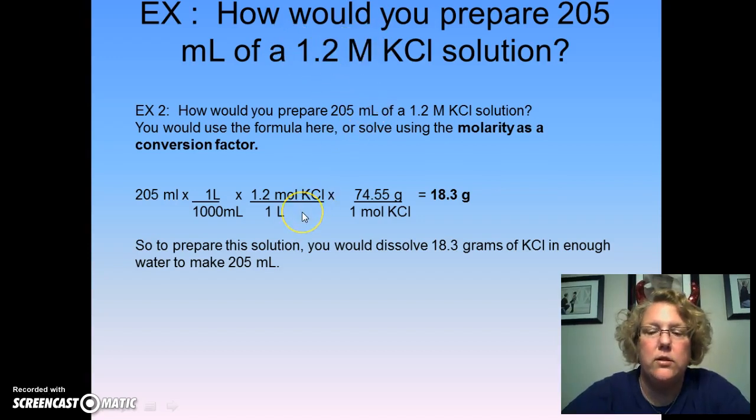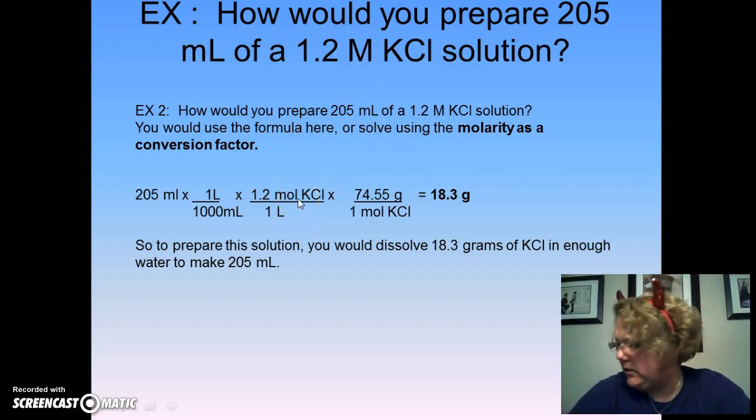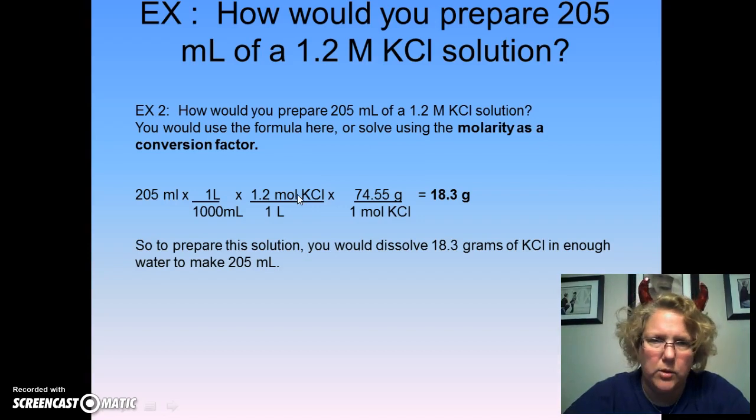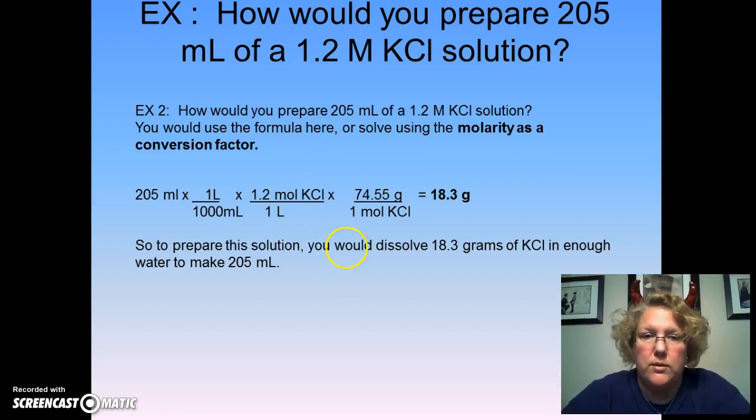For every 1 liter of solution, I have 1.2 moles of potassium chloride. That's what my molarity tells me. It doesn't tell me that there's 1.2 moles in this much solution. No, it tells us there's that many moles per just 1 liter of solution. And then, remember, we're trying to tell somebody how to prepare this. So giving them moles isn't going to help. We need to convert to grams at this point, using the molar mass, and we'll get 18.3.